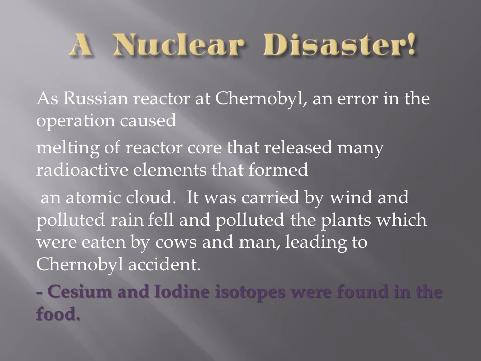Scientists discovered that there was an atomic cloud formed due to the accumulation of these radioactive elements. This atomic cloud was carried by wind, and when it got heavy, of course, it fell down as rain and polluted the plants with nuclear energy. Then these plants were eaten by man and animals, leading to the disaster we talked about.